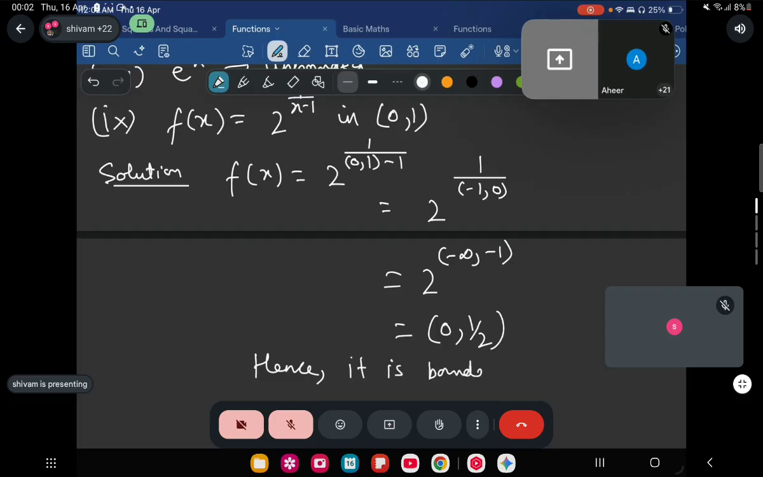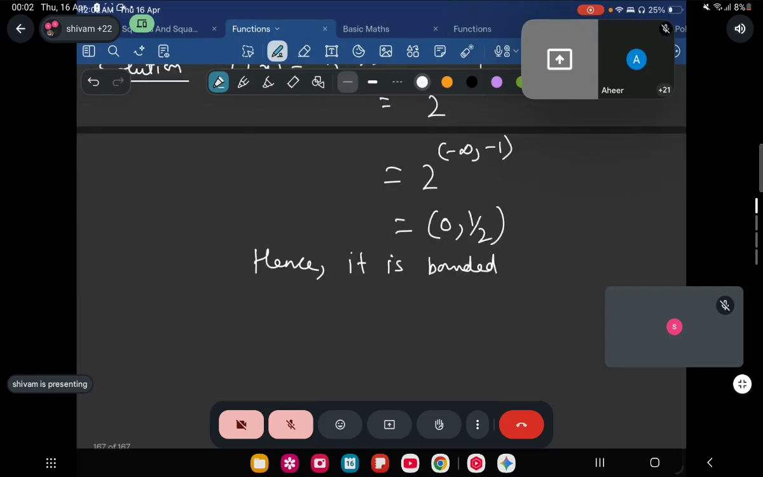Next. Number 10. F of x is equal to 2 to the power, same thing, 1 upon x minus 1 on 1, 2. Raise your hand. Bounded or unbounded?